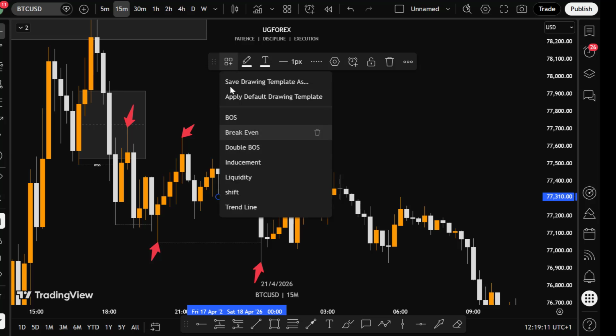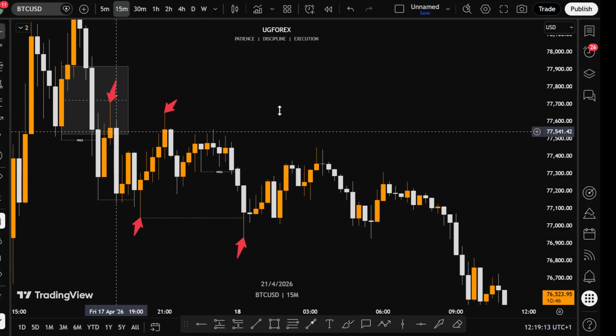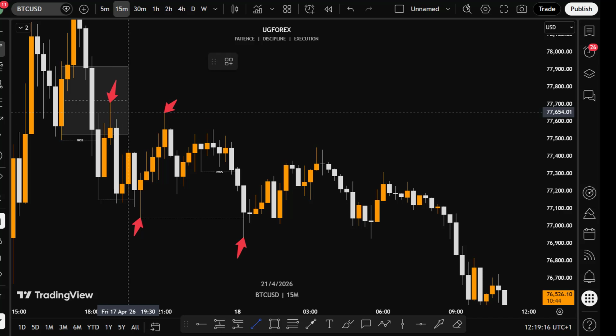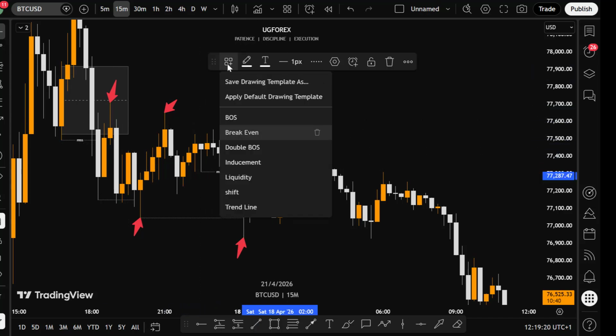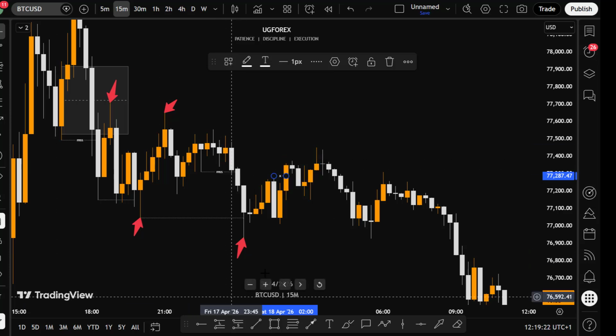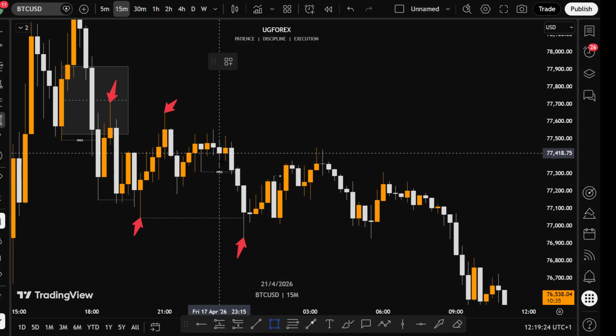All right, this would be my internal structure shift, and this would now be my inducement right here. So I have an inducement right there. This will be my inducement. And what's the trade idea? This will be the trade idea.